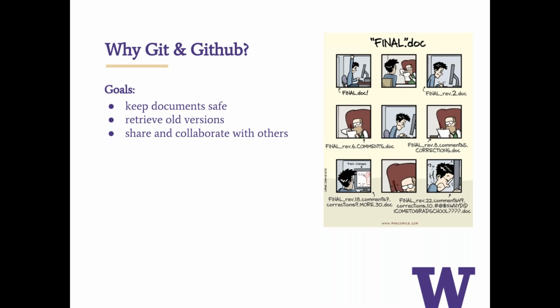So as researchers, I think we have a few very simple goals. We want to keep our documents safe. If we need it, we want to be able to retrieve old versions, and we want to be able to share and collaborate with others. So we need some system that can help us with that, and Git and GitHub is one approach of doing this and avoiding what happens on the right side.